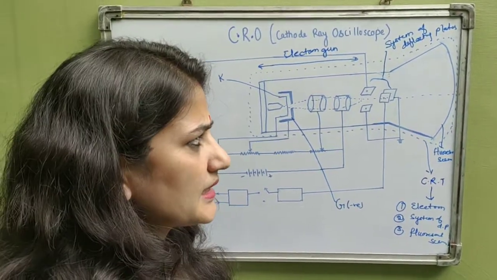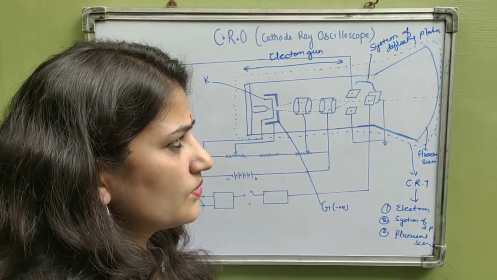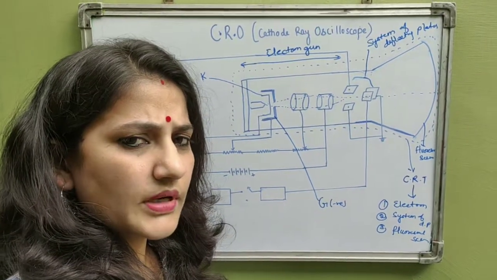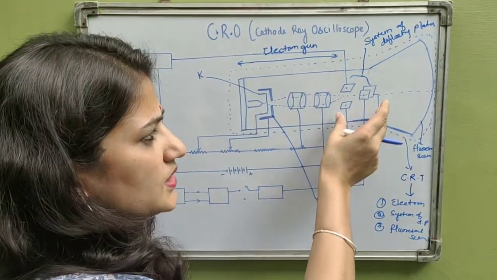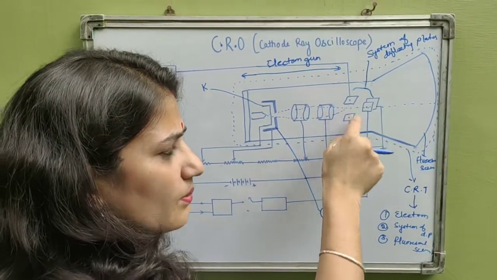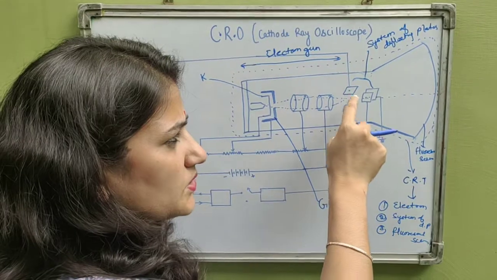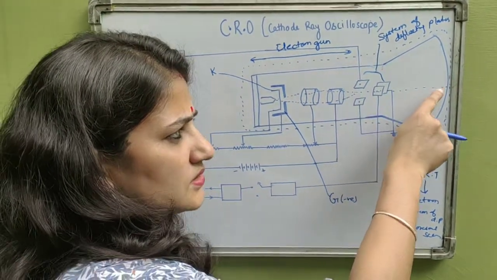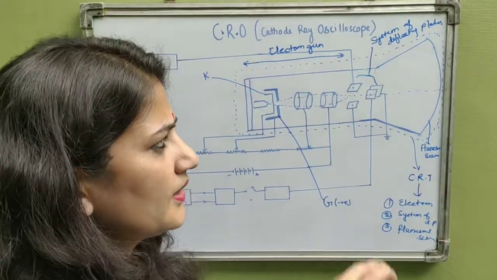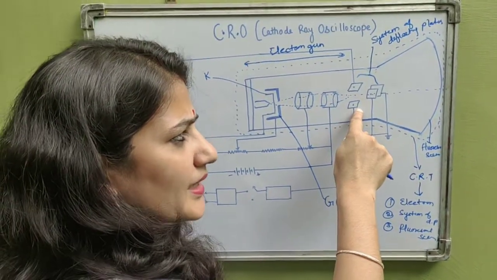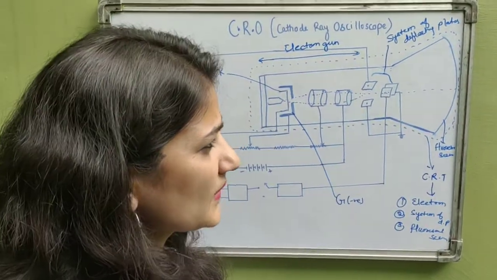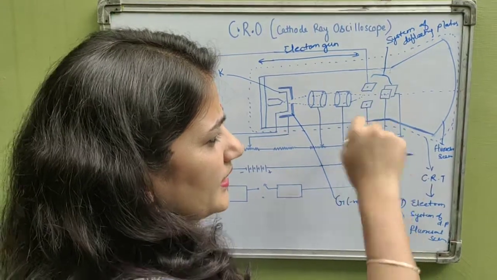The XX plate is set in a vertical plane to set the horizontal deflections, and the YY plate is set in a horizontal plane for vertical deflections. These two are the plate system, or the system of deflection plates. By applying the proper potential to these plates, we can move the spot up and down and left to right. Left to right is decided by the XX plate, and up to down is decided by the YY plate. This is the purpose of this deflection system.